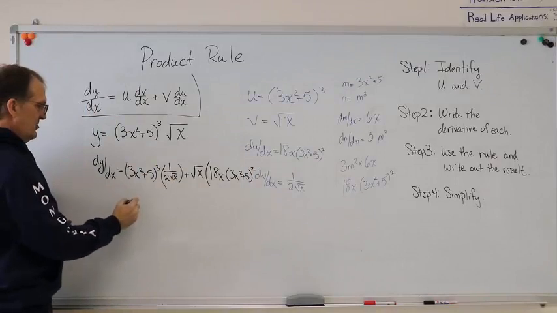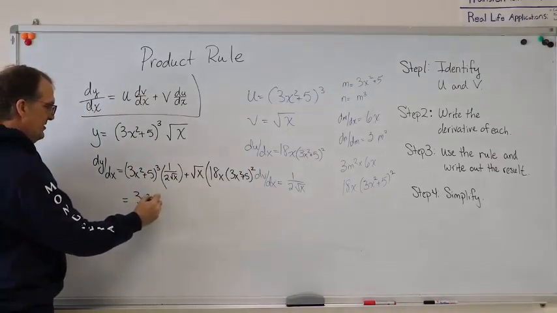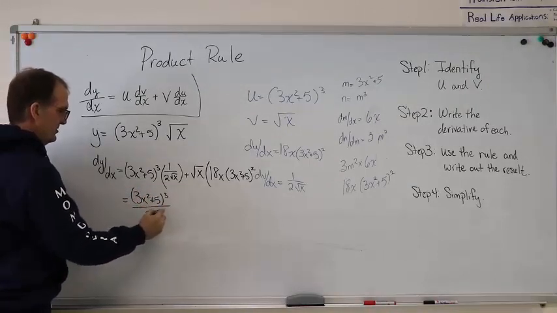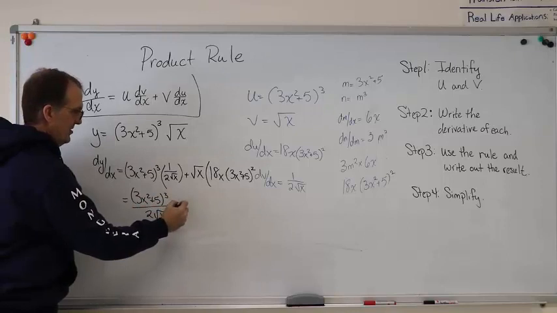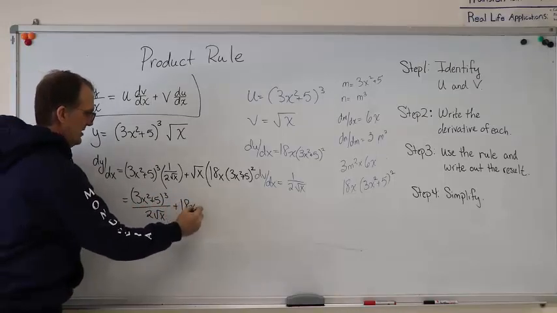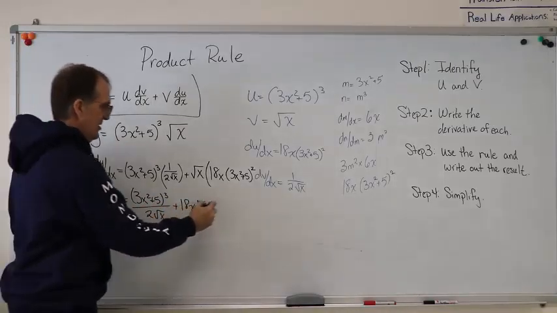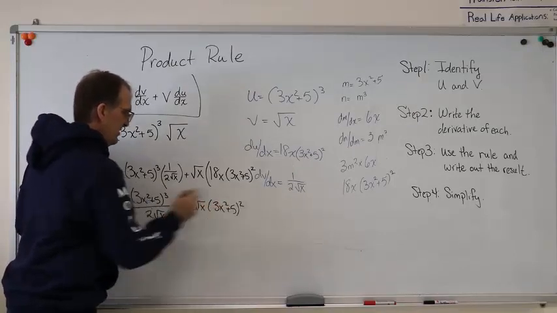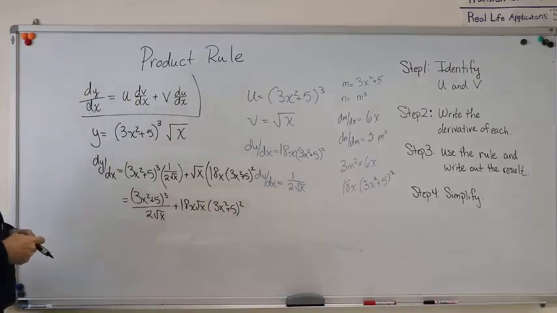Simplifying this a bit more, we have (3x squared plus 5) to the third over 2 square root of x plus 18x square root of x times (3x squared plus 5) squared. And for this question in particular, we would be happy having that as our derivative. It doesn't look very pretty. We could take it a step further.